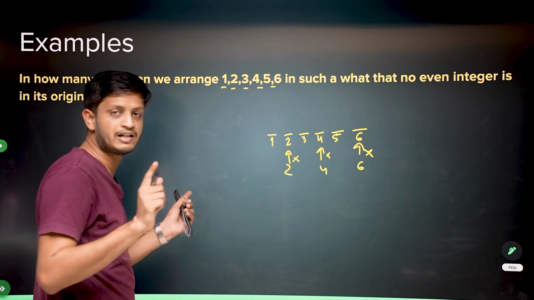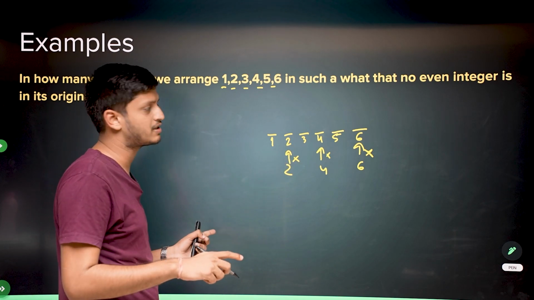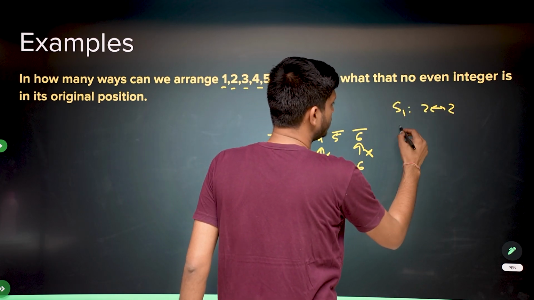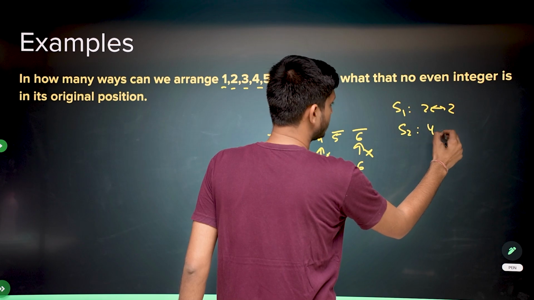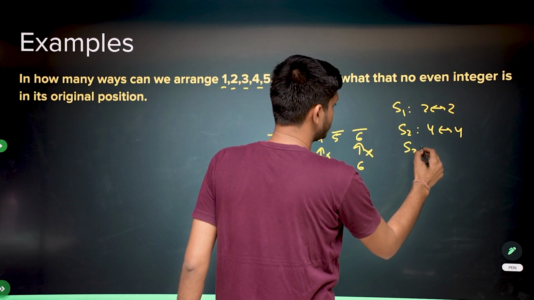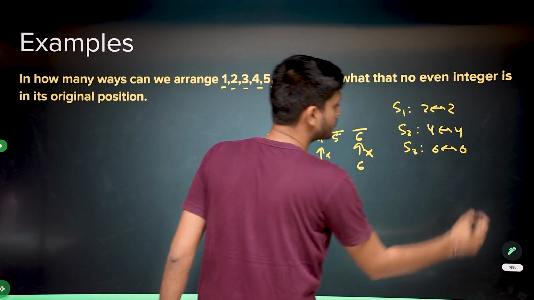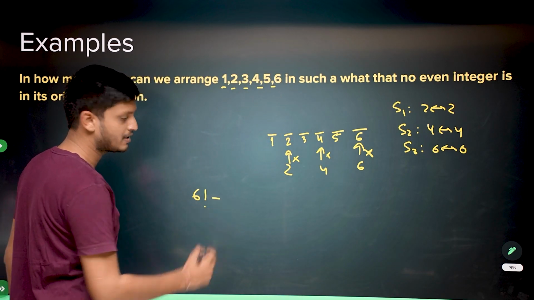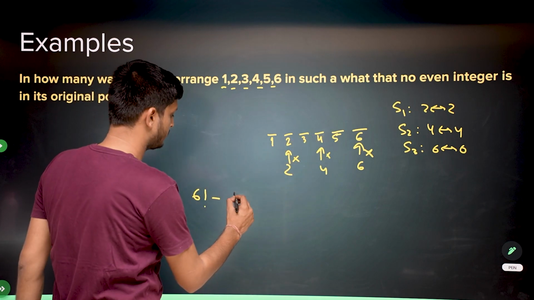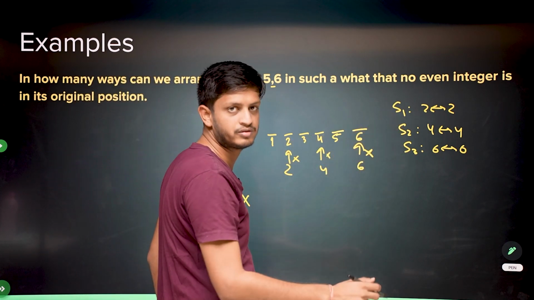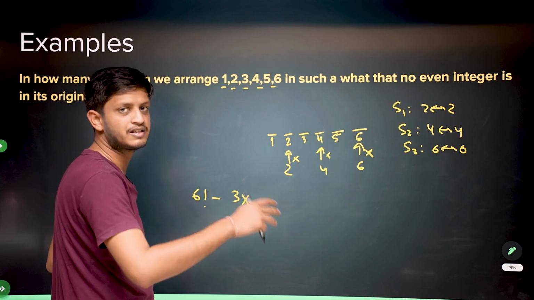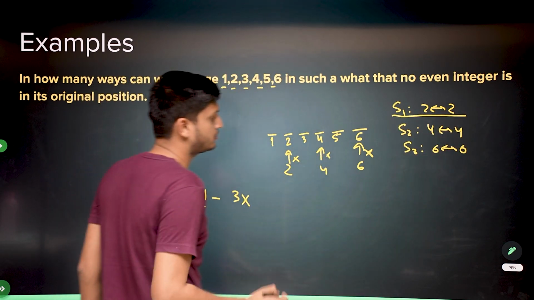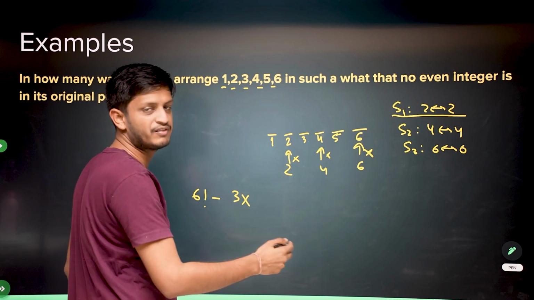So here this is not standard derangement. We have to apply inclusion exclusion only. So let's say the set S1 is 2 goes in the cover 2, S2 is 4 goes in the cover 4, and S3 is 6 goes in the cover 6. That way we have to solve it. So what is the total number of arrangements? It is 6 factorial minus, now 3 times any one of them is true, right? S1, S2, S3, all of them are symmetrical, so that's why 3 times. Let's say 2 goes in cover 2. So in how many ways can I arrange the remaining 5? 5 factorial.